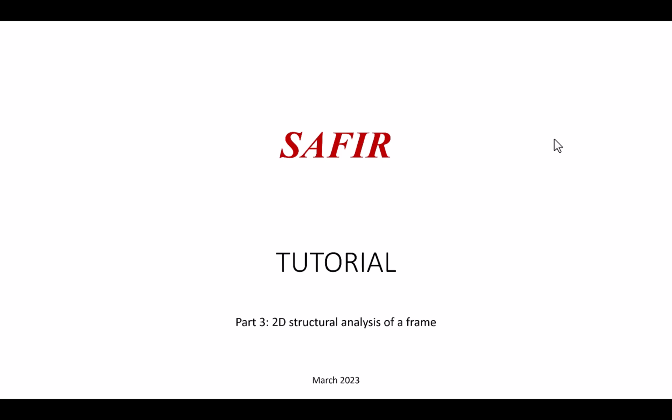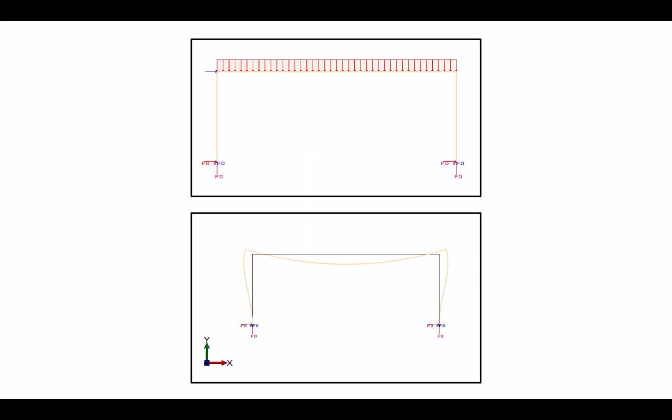This video describes the 2D structural analysis of a steel concrete frame subjected to fire with the finite element software SAFIR. The frame is subjected to uniformly distributed vertical loads on the beam, as well as a horizontal point load at the top left corner, and below you can see what we will get at the end of the structural analysis, where we can look at the deflected shape of this frame modeled with beam finite elements.